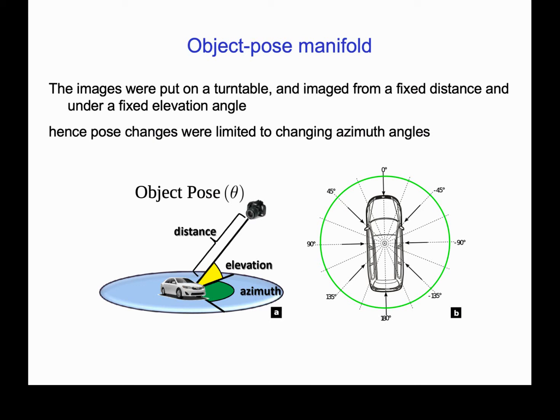In Nayar et al.'s approach, they basically put the images on a turntable and imaged from a fixed distance under a fixed elevation angle. And then they turned the turntable and took many different images. So these pose changes were, in a sense, limited to changing in the azimuth angle, but you can imagine that actually you can do a lot more in the same approach.